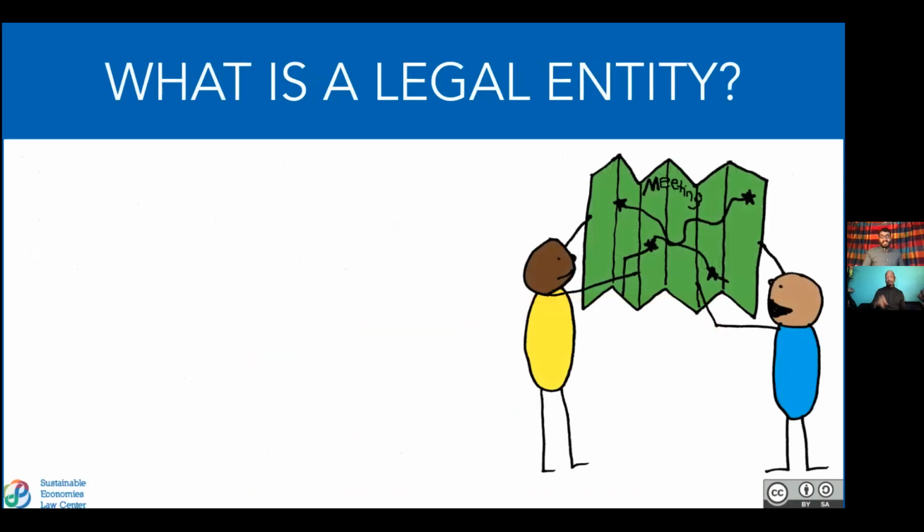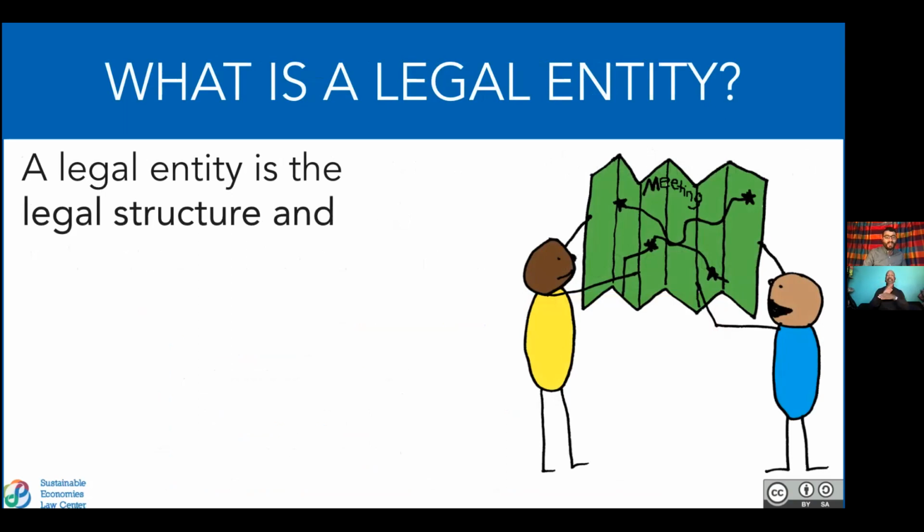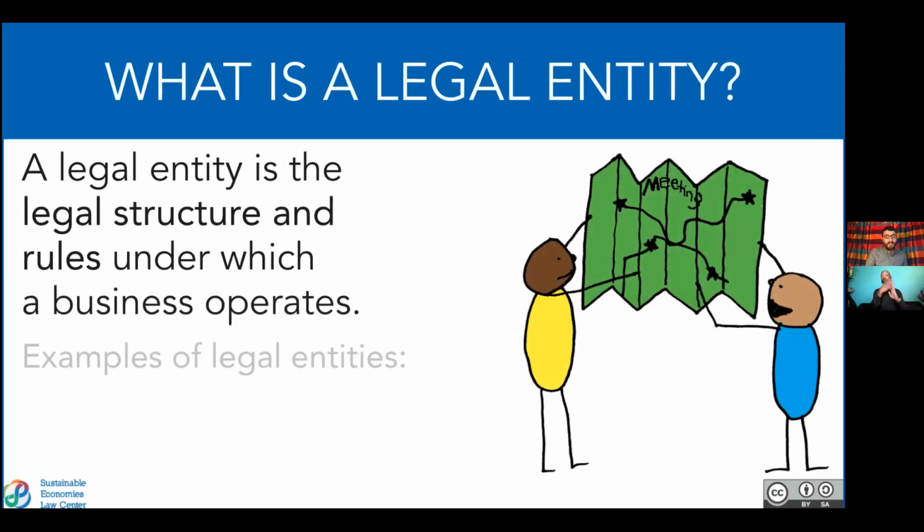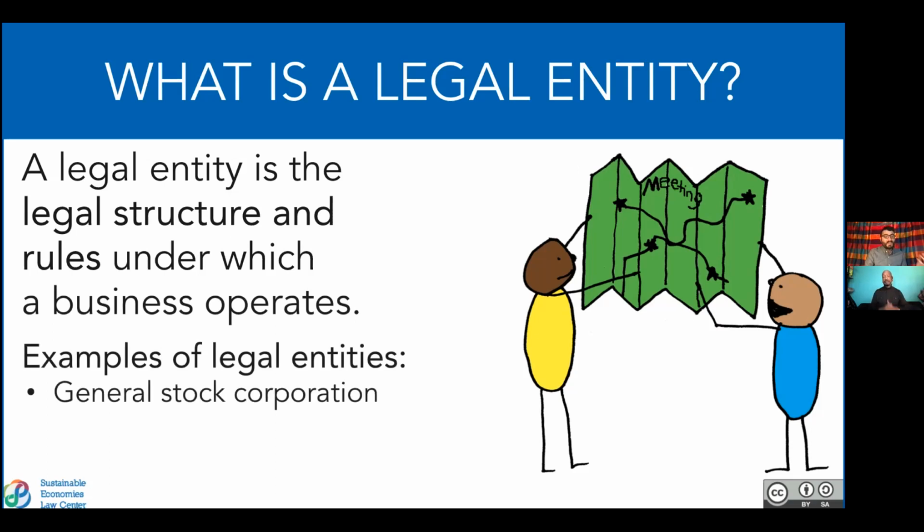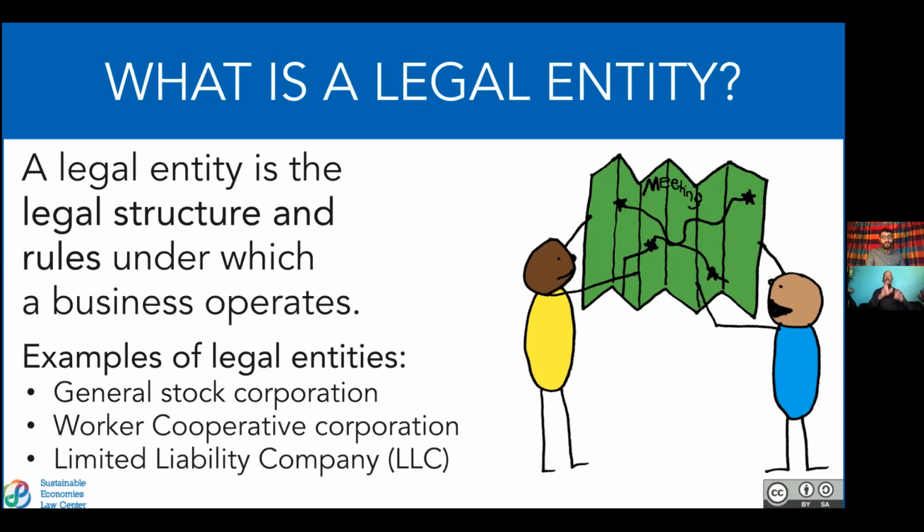So what is a legal entity? A legal entity is the legal structures and rules under which a business operates. So examples are general stock corporations, worker cooperative corporation, limited liability company. Not going to talk about nonprofit mutual benefit corporations or B Corps or California benefit corporations. Not going to talk about flexible purpose corporations.